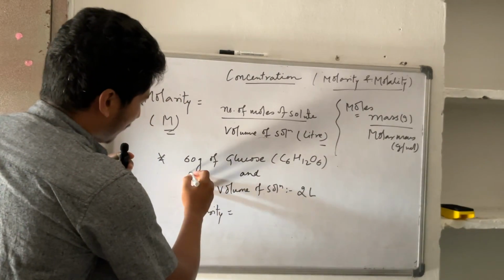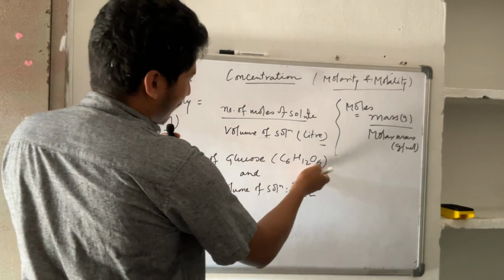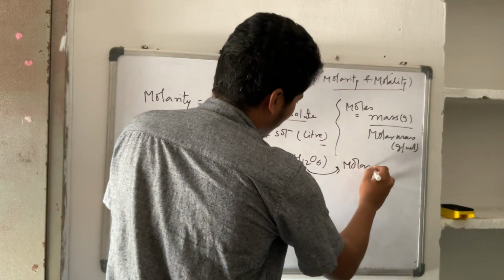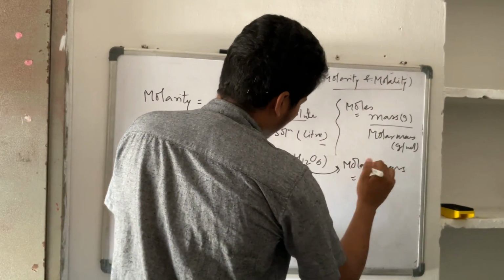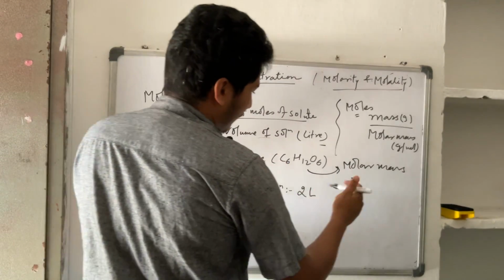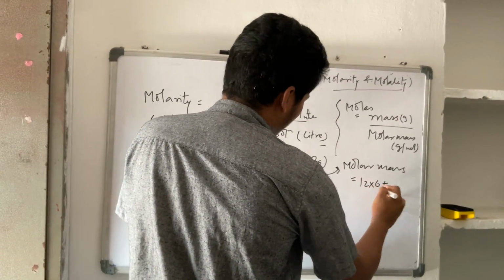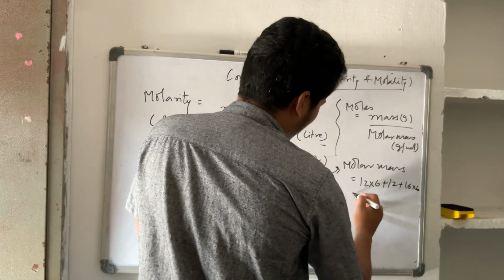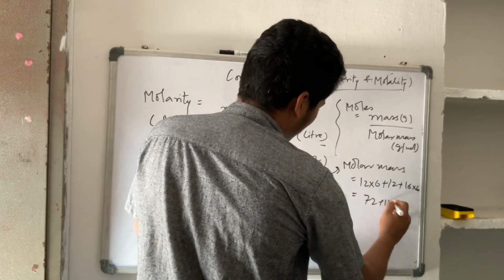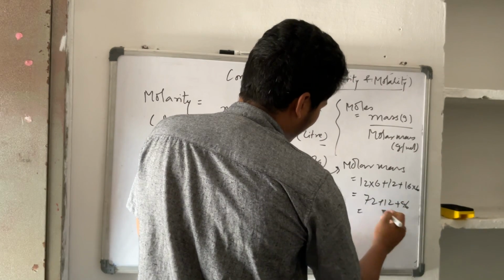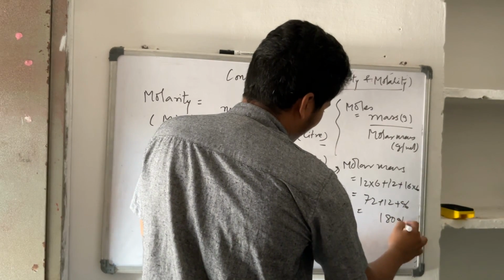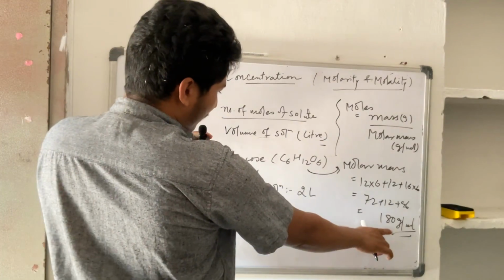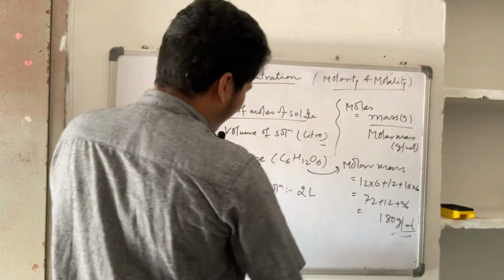So for the number of moles of solute, you have 60 gram. You have the molecular formula, so you can calculate the molar mass from here. Molar mass is 12 times 6, plus 12 from here, and 16 times 6 from here. So this is 72 plus 12 plus 96. So it's 180 grams per mole. So the molar mass is 180 gram per mole.